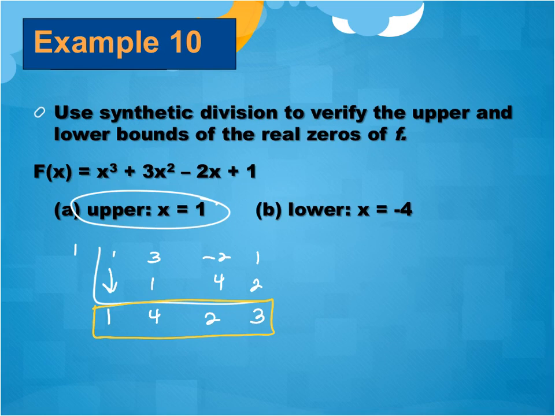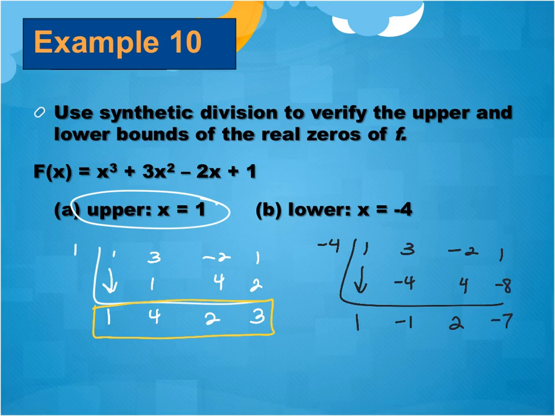Doesn't mean 1's a root, because it's not. It didn't give me 0. It just means there's no root bigger than 1. And then the lower bound, I put the -4 on the outside. 1, 3, -2, 1. This is 1, -4, -1, 4, +2, -8, -7.